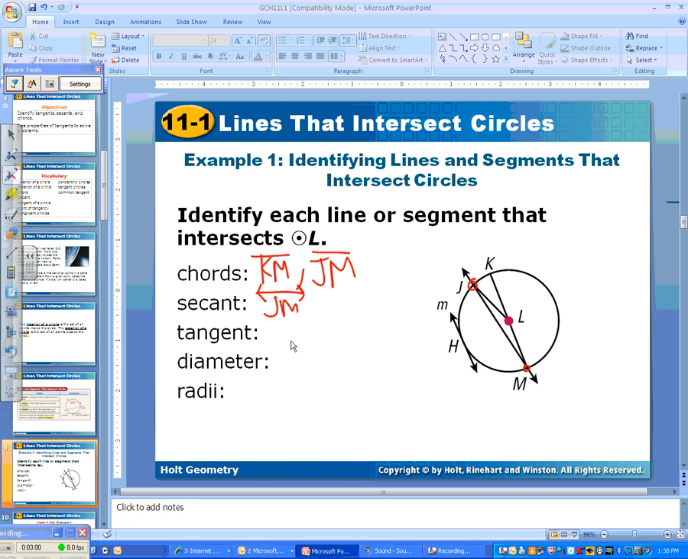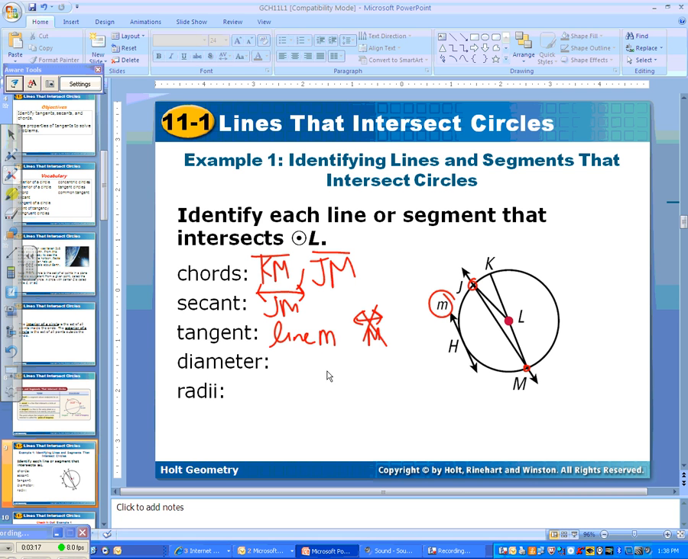A tangent hits it only once. You can't say HM. M is not a point. So you literally have to write out line M. You cannot write it like this. Not okay. Remember, you need 2 points to make a line. Okay, and this one's italicized, so that's why you can write it line M, not line H.